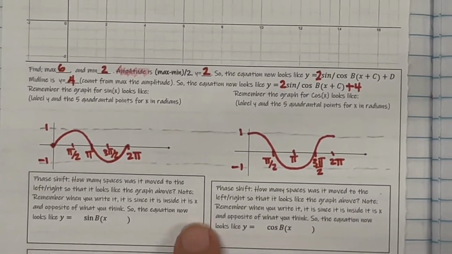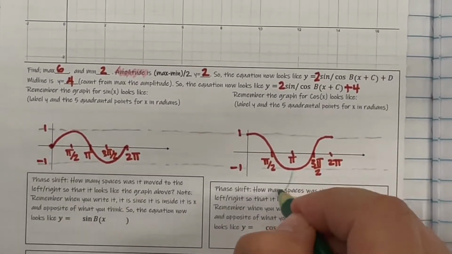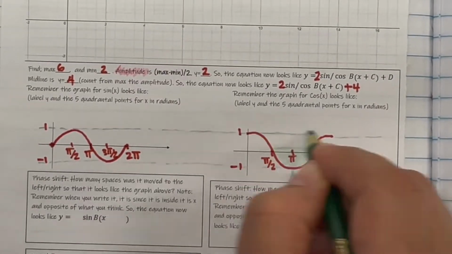Right? From -1 to +1. So you have to memorize this in the 5 quadrantal points. There's no ifs, ands, or buts. This is a listening check.